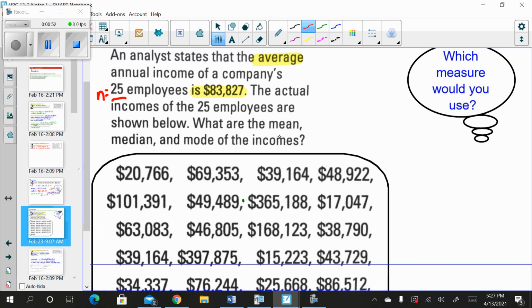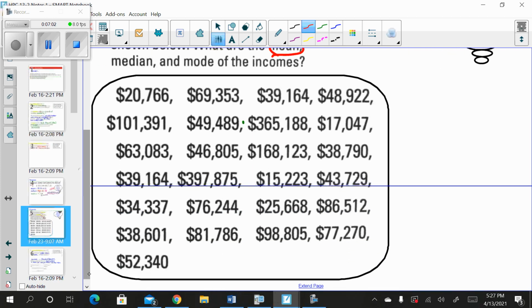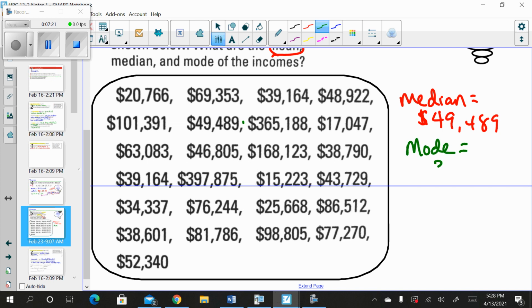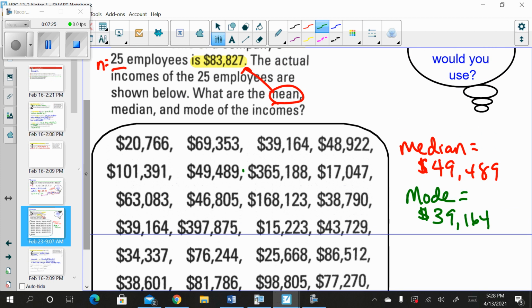So what are the mean, median, and mode of the incomes? Well, the mean they already told you. So the mean, the average, is that 83,000. The median and the mode, if we put them least to greatest to be able to tell, I'm going to go ahead and tell you what these are so we don't have to write it out ourselves. The median, if I put them in order, I did that calculation for you. The median is 49,489. And then the mode, the most often occurring score, is 39,164.